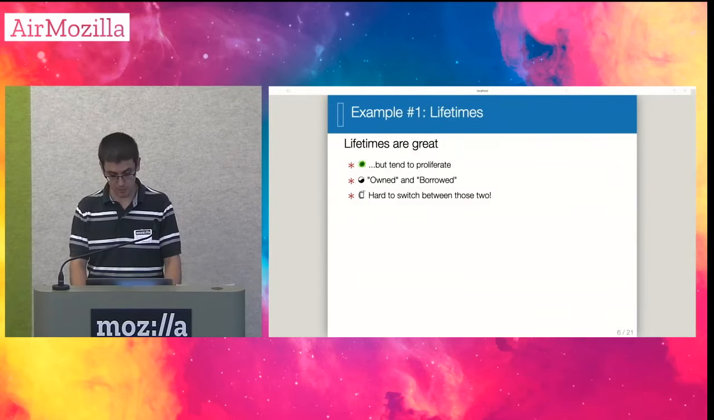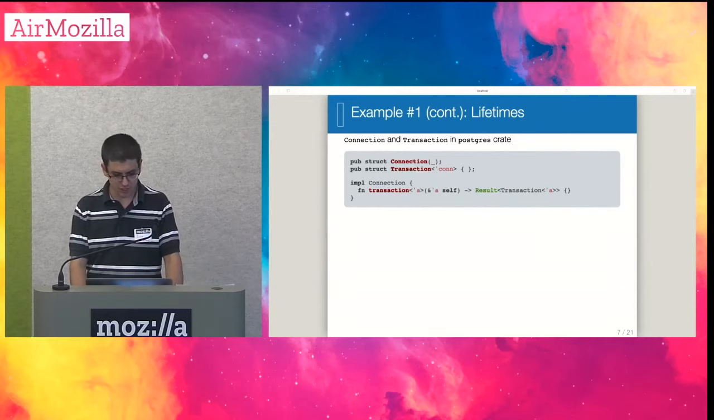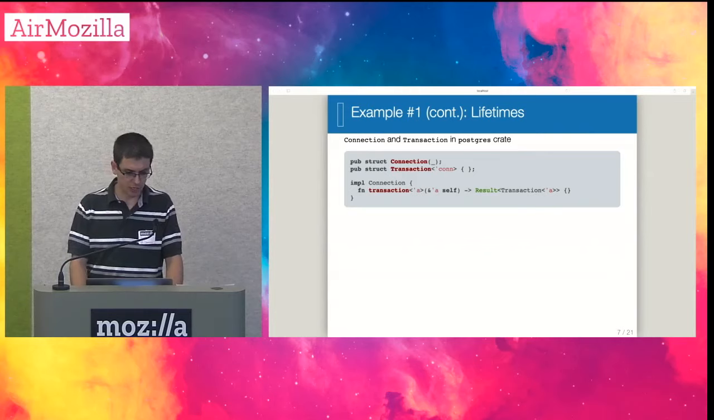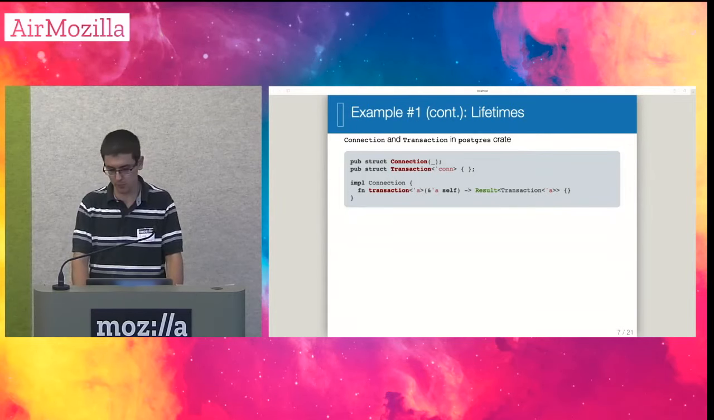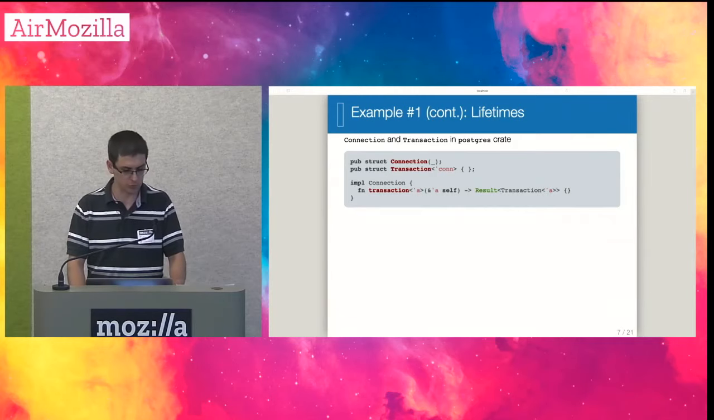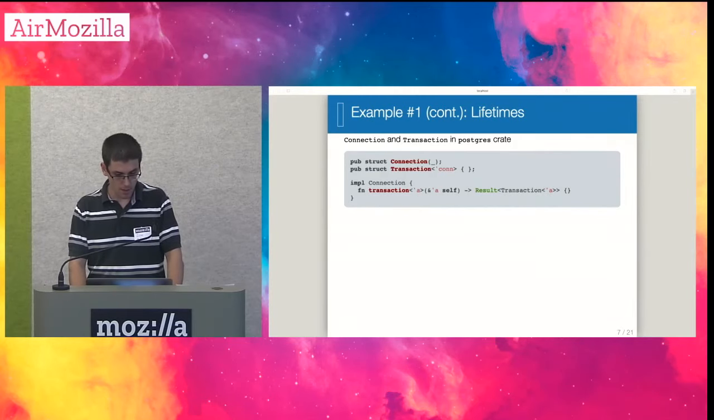And there was one particular example which took a while to figure out and work through. There was this connection in the Postgres crate, and there was this transaction in the same crate. The connection was a struct without a lifetime, so you can put it in whatever you want. You can put it in an Arc. You can send it somewhere. You can put it in a RefCell. Do whatever you want.